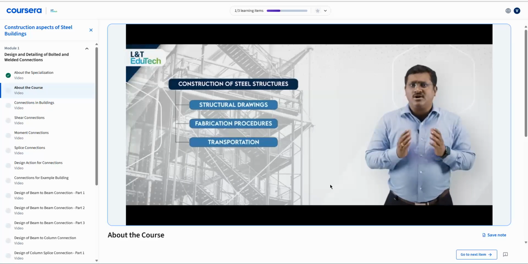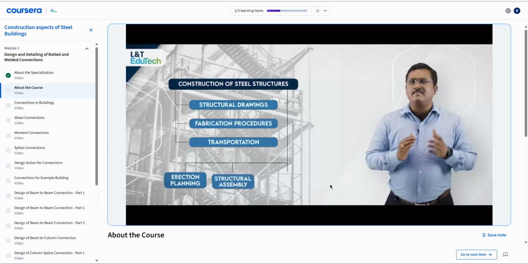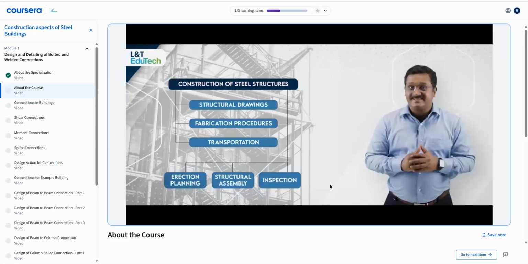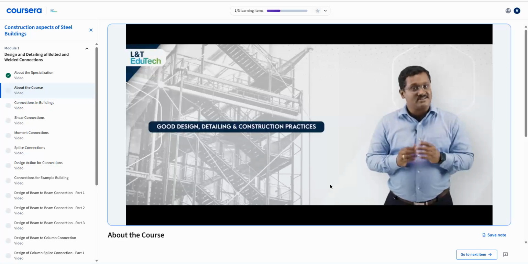Putting it all together requires careful planning. We'll go through erection planning, step-by-step structure assembly, and the necessary inspections for a smooth construction process. As we wrap up, we'll emphasize good design, detailing, and construction practices.